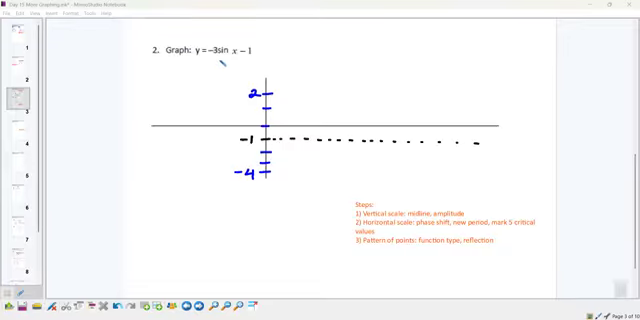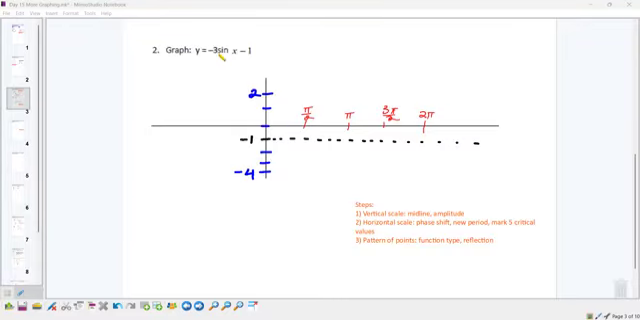And then there is a 1 in front of x, which means there's no period change. So your x scale should be your quadrantal angles. I just put them above the x-axis since my midline was so close.